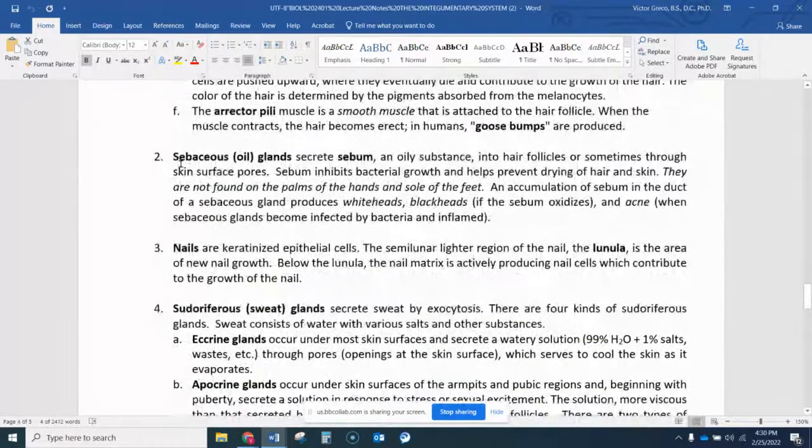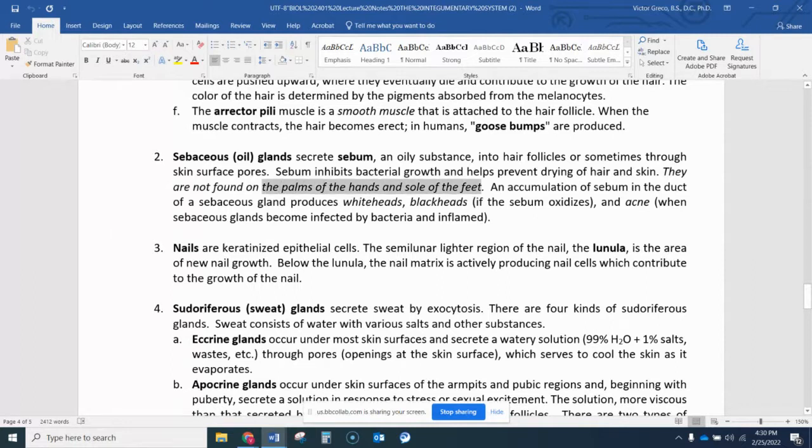We have oil glands in the skin that we call sebaceous glands because they secrete an oil called sebum, and that's where it gets its name as sebaceous glands. So what you see in italics, they are not found on the palms of the hands and soles of the feet. So the sebaceous glands are throughout our entire body except palms of the hands, soles of the feet.